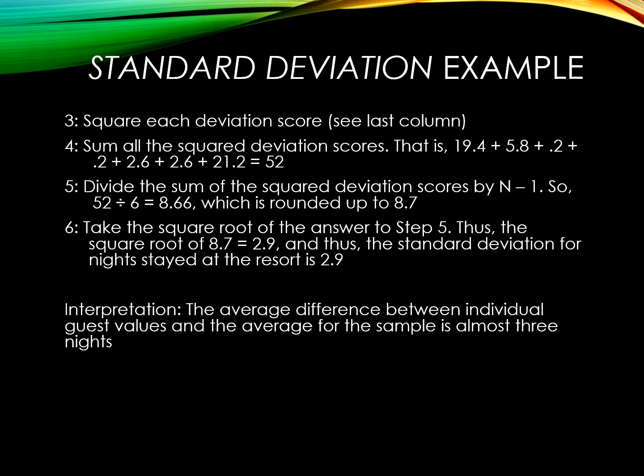Then we take the square root of our answer from there. So what's the square root of 8.66? Or we round it up to 8.7. What's the square root of 8.7? And that's 2.9. So that gives us our answer. The standard deviation for nights stayed at the resort is 2.9. And then we can interpret that to say the average distance between the individual guest values and the average for the sample size is almost 3 nights.